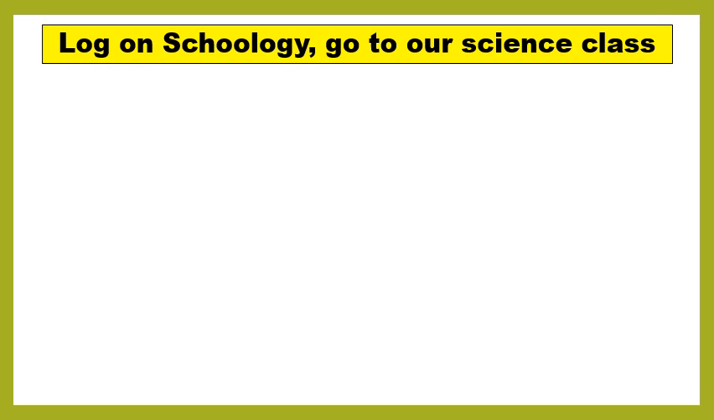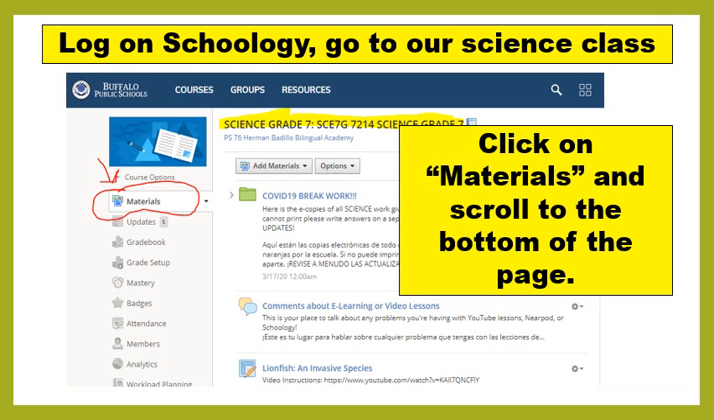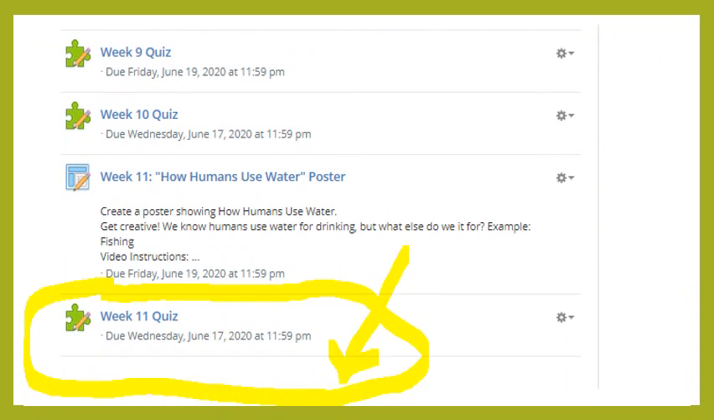Alright, so how do I get to this quiz? You're going to log into Schoology, go to our science class. It'll look something like this. Please click on materials that I circled in red and scroll all the way to the bottom of the page. It's going to look like this. You're going to click on week 11 quiz.